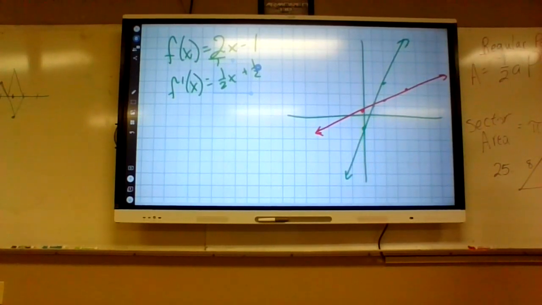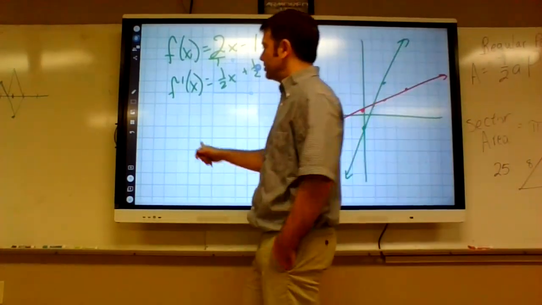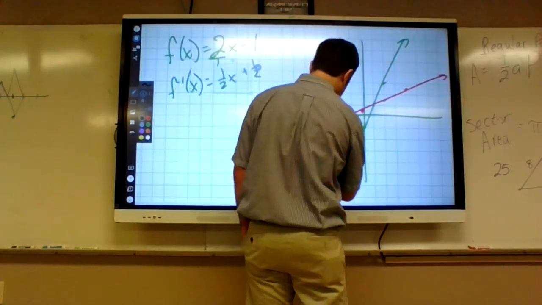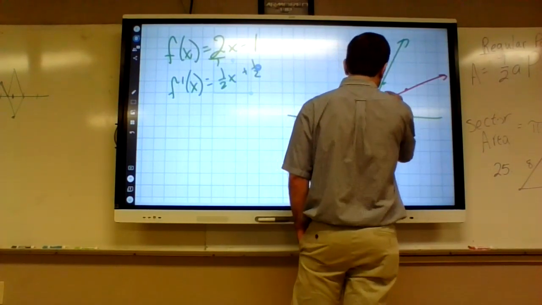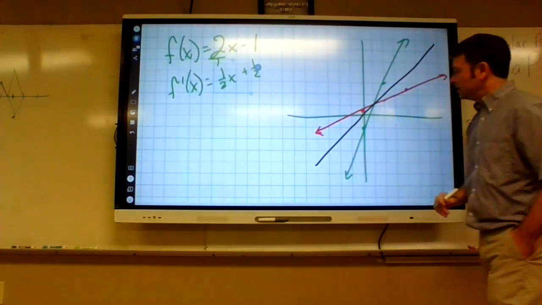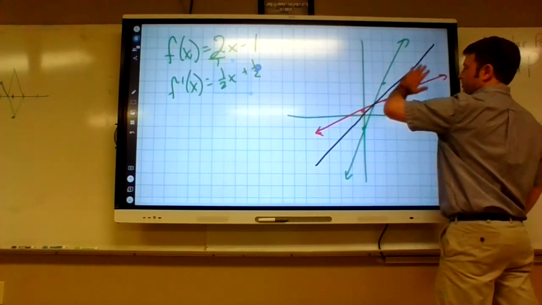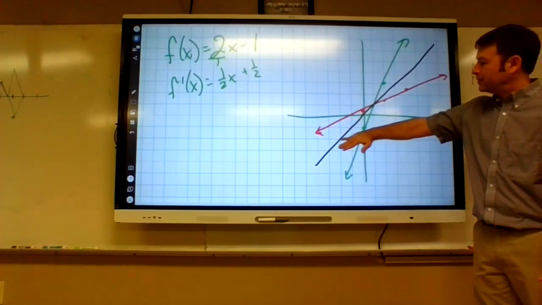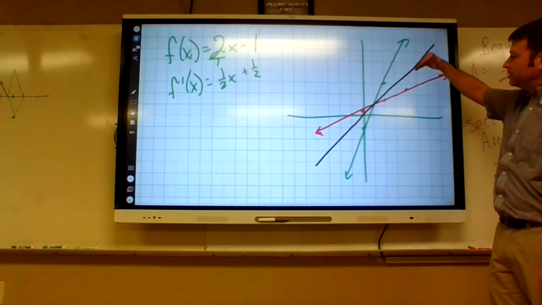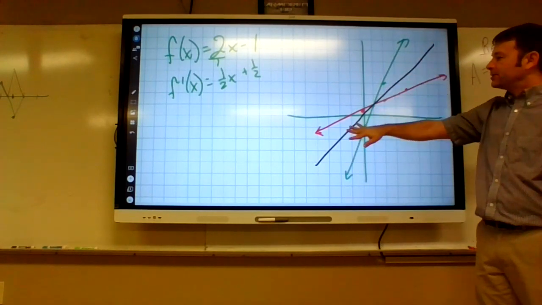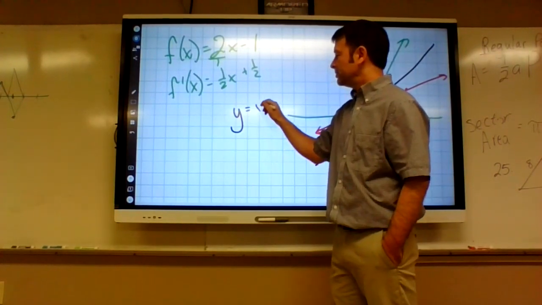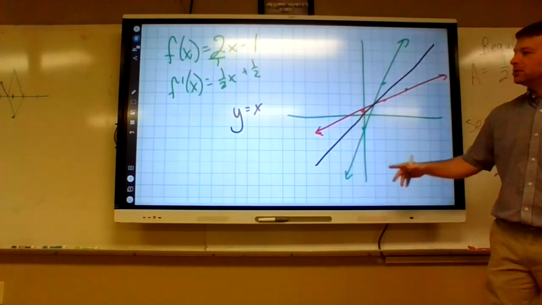These two lines are a reflection of each other over a line. You guys see the line? Yeah. It's like a diagonal. So this reflects over here and this reflects over here. These two lines are a reflection of each other over this diagonal line. What's the equation for this diagonal line? y equals x.